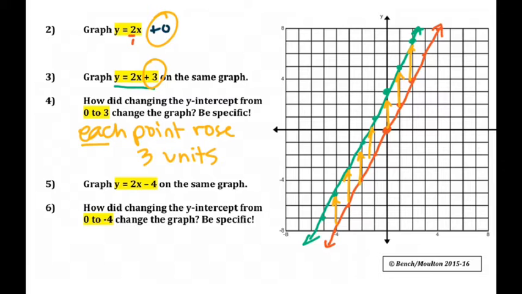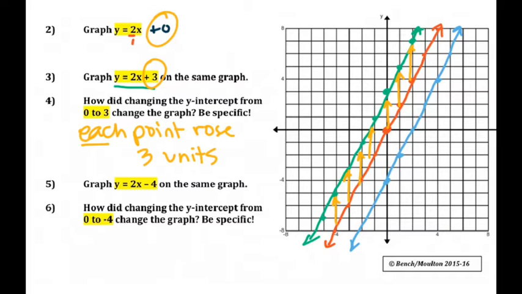Okay, so then the next question is, what if we changed it to y equals 2x minus 4? What's going to happen to that? Okay, so graph that. What's going to happen? You're going to start at negative 4. Again, you're going to go up 2 and over 1. So this is another parallel line. Whoops, that went badly.